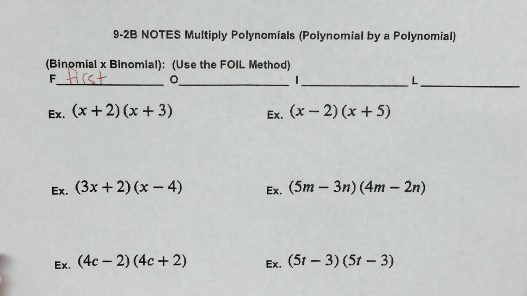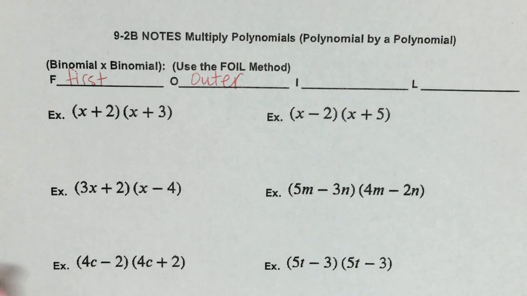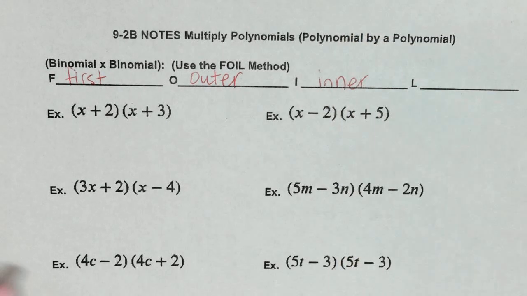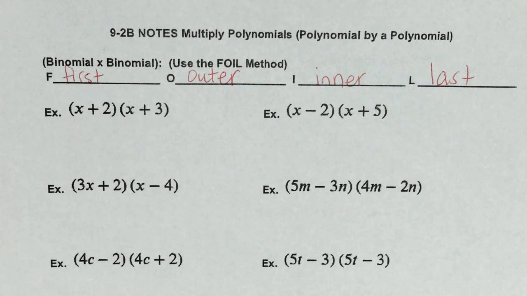What does O stand for? The outer term times the outer term. What does I stand for? The inner term times the inner term, and L stands for last. Last term times last term.